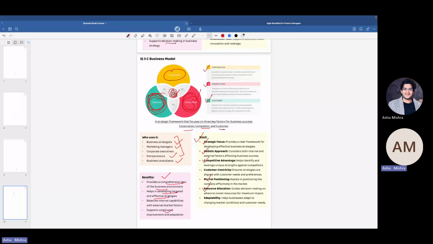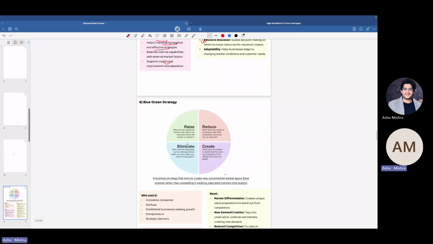The resource allocation, right? The corporation or the corporate or the organization is responsible for this resource allocation, guys. And last but not the least, adaptability. Since we are at the juxtaposition or at the synergy of these three, corporation, customer, and competitor evolve on a daily basis. Hence, adaptability becomes supreme. So this is the fifth model.